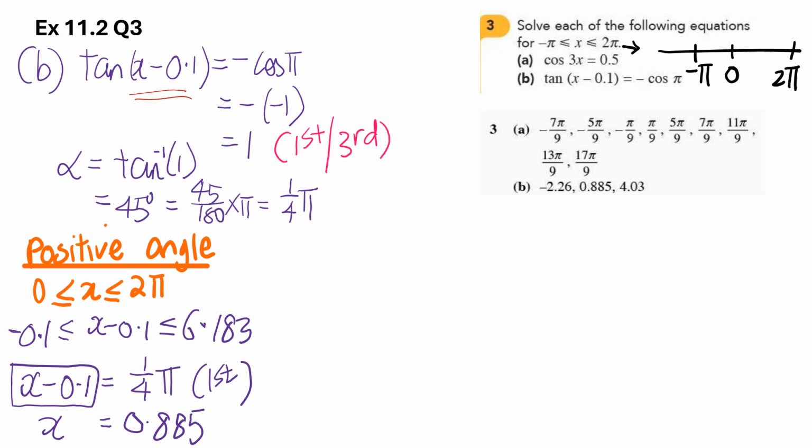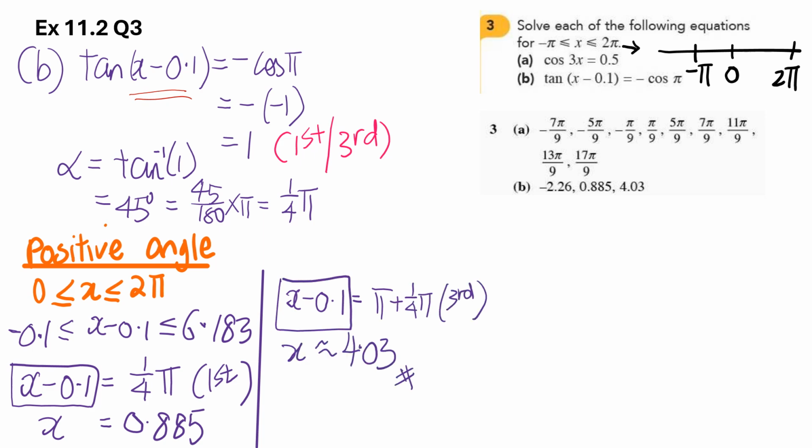Okay, let's look at what happened in the third quadrant. For the third quadrant, it's basically just alpha plus 180 or alpha plus pi. And that will give you 4.03. Okay, so we settle the answers on the positive angle range. So now let's look at the negative one. Negative angle is between negative pi to 0.